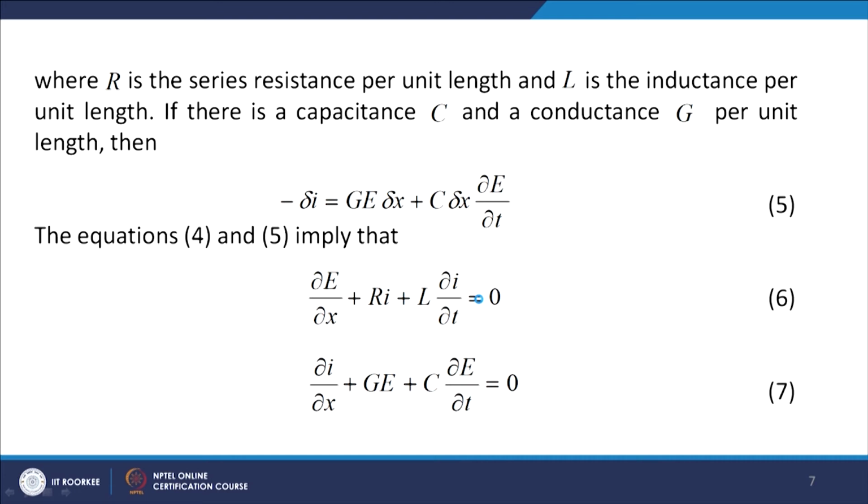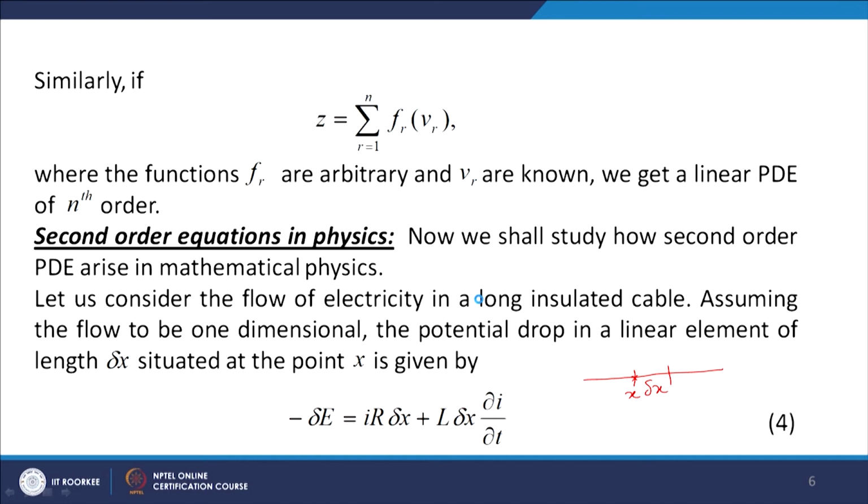Now, from equations 4 and 5, we have the partial derivative of E with respect to x plus R I plus L times the partial derivative of I with respect to t equal to 0, and the partial derivative of I with respect to x plus G E plus C times the partial derivative of E with respect to t equal to 0. We can easily get these equations by dividing the fourth equation by delta x and letting delta t go to 0.